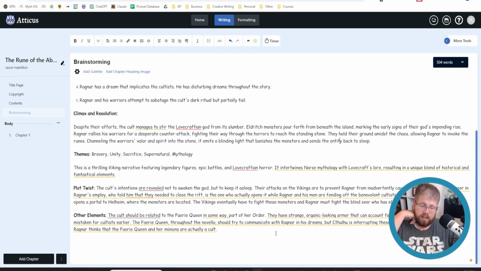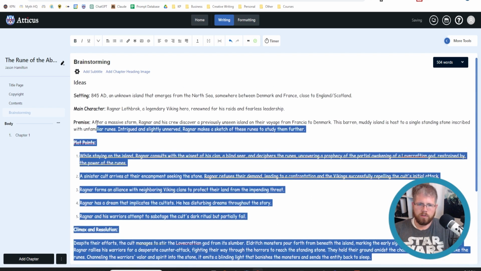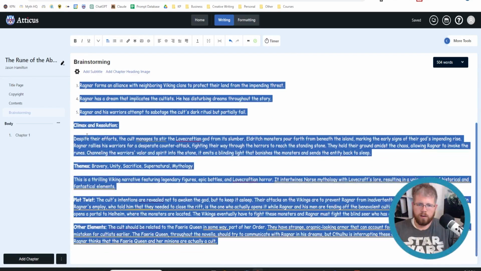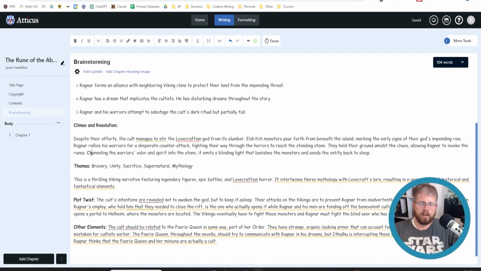So this is an element I'm drawing in from my Fairy Queen series, which I'm currently in the middle of writing, because I figured there was actually a really good opportunity to include some elements from that. It would make sense for the style of the novella and for the mythic elements that I'm using. And so basically, the product of that whole chat session was this really nice and fleshed out concept.